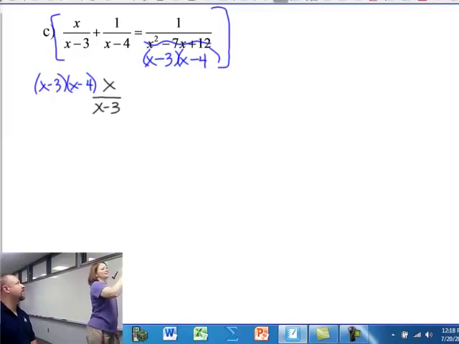I'm going to do it your way because you like canceling, don't you? So I can rewrite this and just kind of spread everything out a little bit. Notice I'm going to keep the factored version right here.